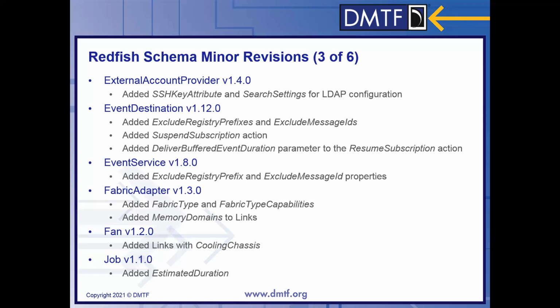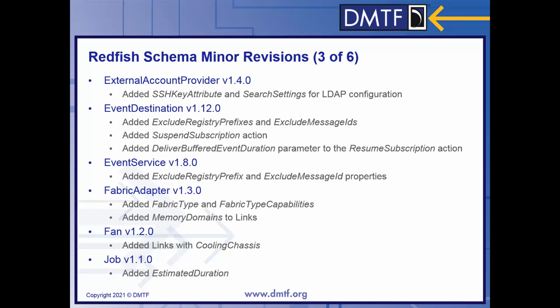And then on fan, and you'll see this in power supplies, these are the other end of those specific links between a fan and a chassis, where the normal chassis containment model isn't sufficient to show a relationship. So if I have a specific fan that's cooling a specific chassis and not everything, then there's a way to provide that. You'll see the same one here in a minute for power supply.